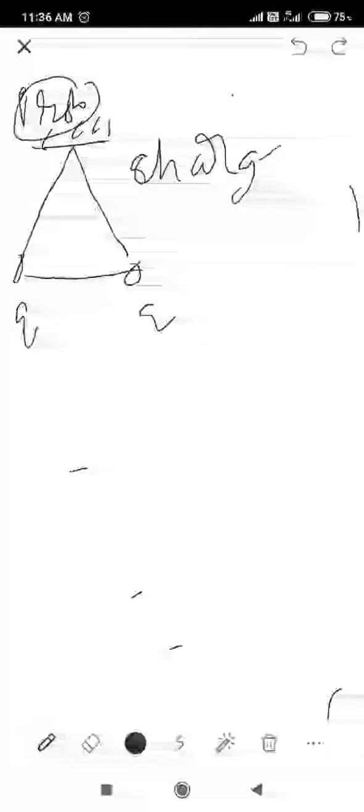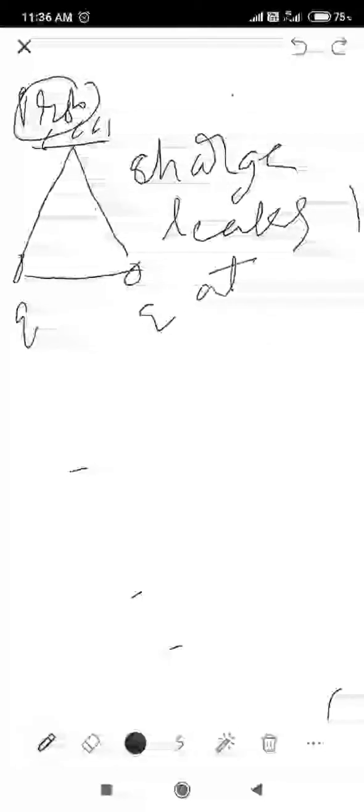See one more problem. In this problem, they are giving information like this. Two simple pendulums they are given as it is. They have given identical charge q. Now charge leaks at constant rate. This is the condition they are given.